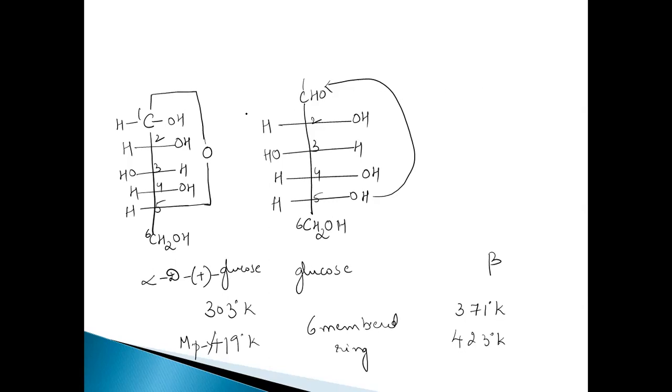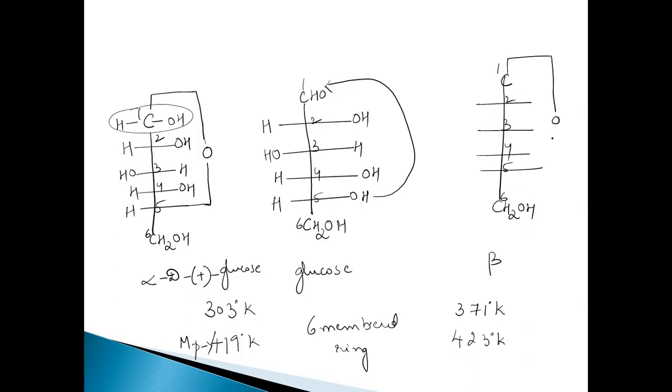And how do I write the beta form? Same as alpha, only thing is at the C1 carbon atom, you inverse the configuration. So I'm writing C here, which is the first carbon atom. Put 4 lines here, and the last carbon atom is CH2OH. That is 1, 2, 3, 4, 5, and 6, right? Now, this is involved in the ring formation with the 6th OH. So, O is there in the ring, in the 6-membered ring.